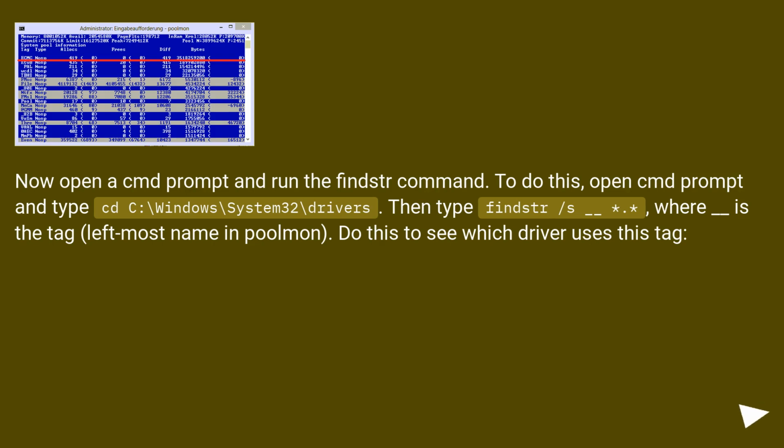Now open a CMD prompt and run the findstr command. To do this, open CMD prompt and type cd /Windows/system32/drivers. Then type findstr /s _ *.sys, where underscore is the tag, the leftmost name in PoolMon. Do this to see which driver uses this tag.